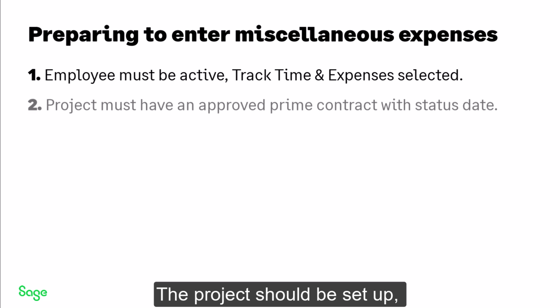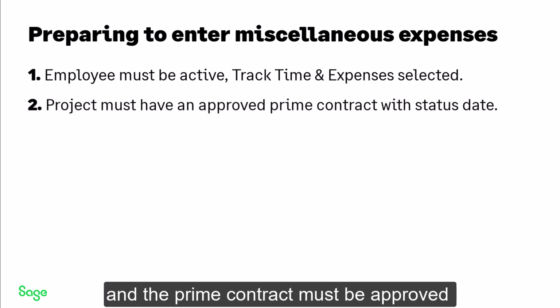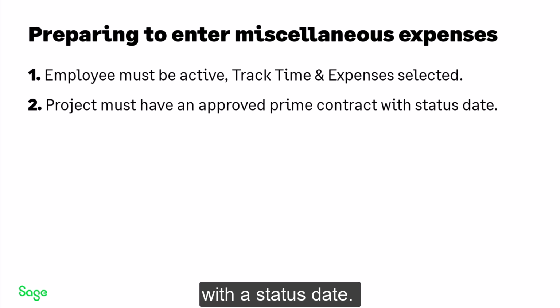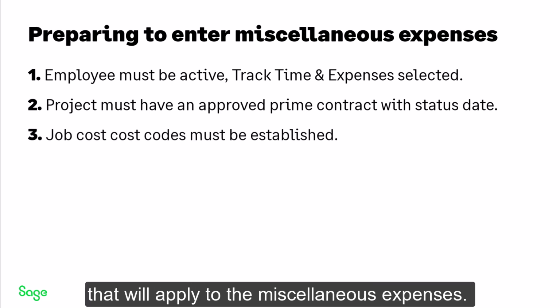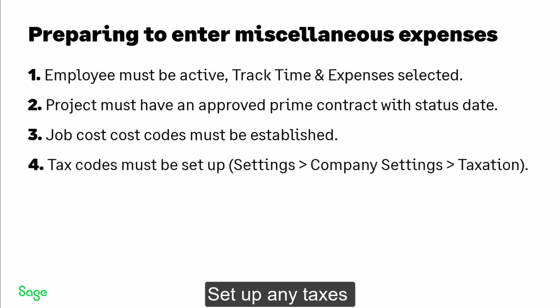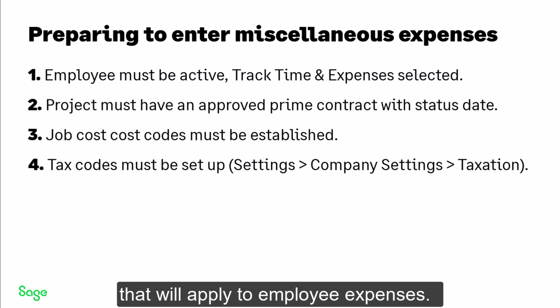The project should be set up, and the prime contract must be approved with a status date. You'll also need to have added the project cost codes that will apply to the miscellaneous expenses. Set up any taxes that will apply to employee expenses.